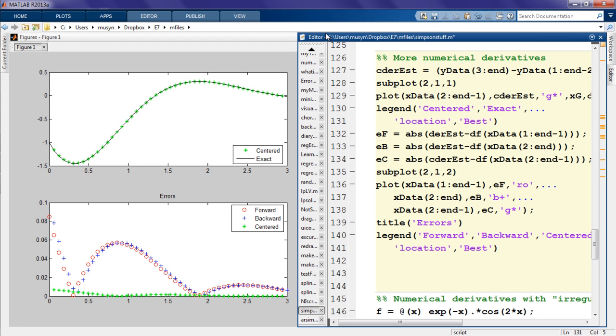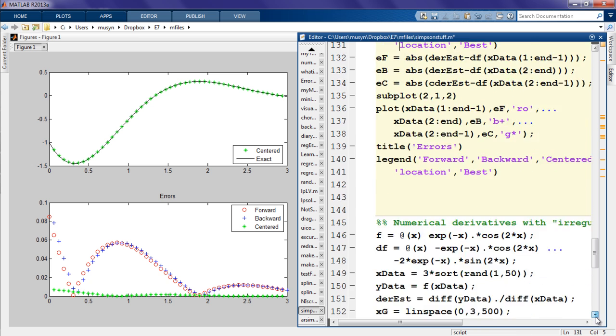On the top, you see that the centered estimate is quite accurate, almost lying on the exact derivative, and the errors are shown below, which just confirm what we saw. The forward and backward schemes have some errors that are large in some cases, and the centered scheme's errors seem to be generally smaller. There's one or two points where it's comparable, but generally the centered estimate errors are smaller. Let's do irregularly spaced data.